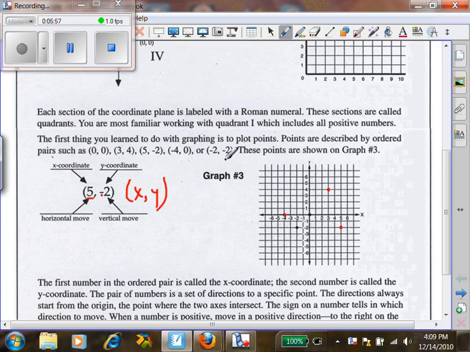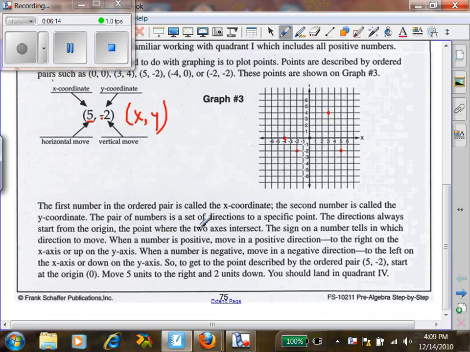And negative 2, negative 2, we go from the origin. X value is negative, so we're going to go 2 to the left. Y value is negative, so we're going to go 2 down and plot that point. So that's all there is to it. It's just that simple. Okay, so we've already talked about the first number is your x coordinate. You need to know that term and know it well. The second number is the y coordinate. You need to know that term and know it well. And then your pairs are just directions. That's all it is, from the origin to a particular point.